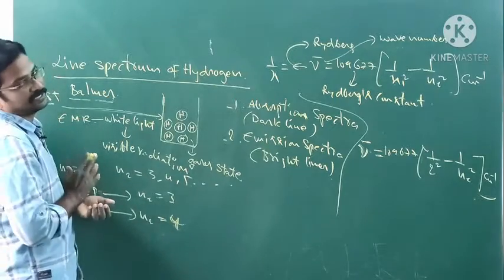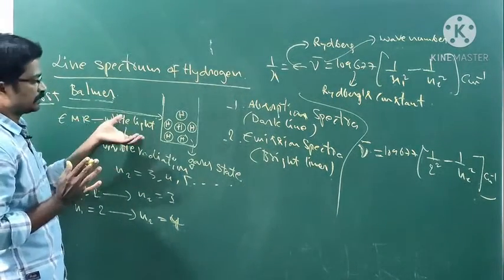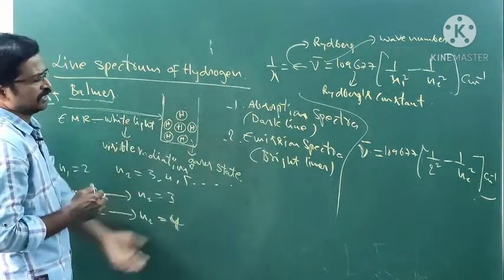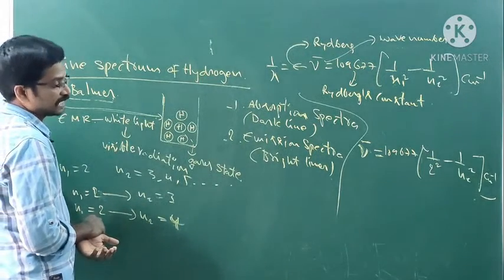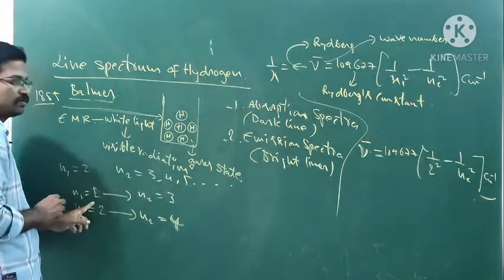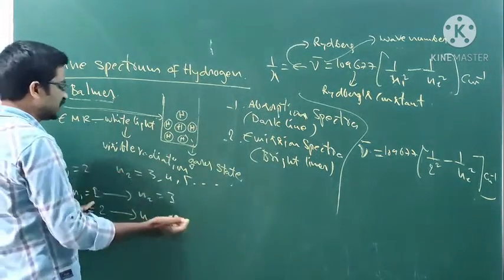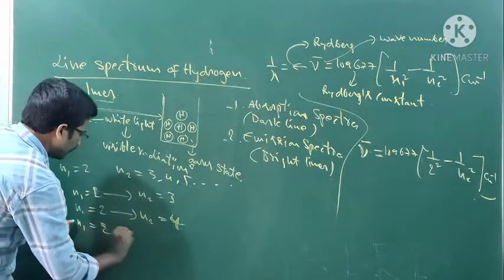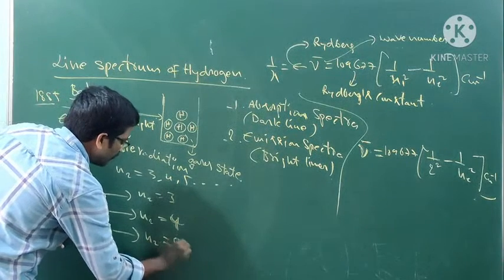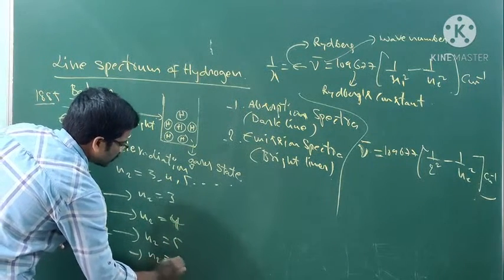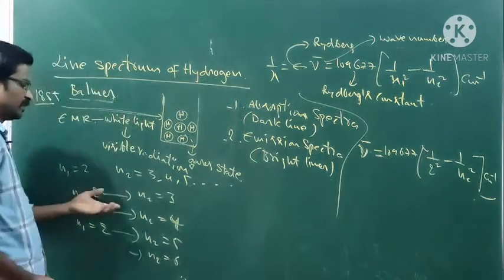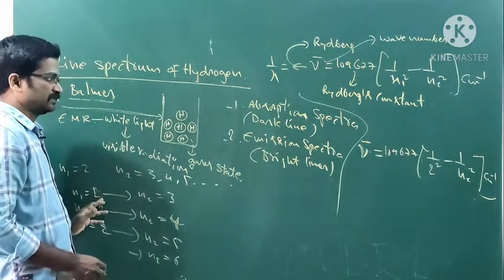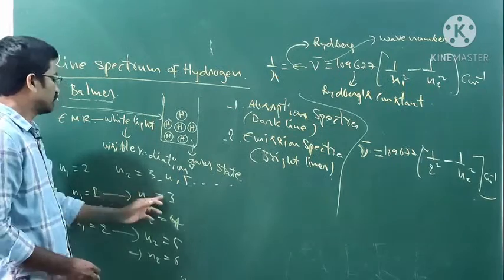Balmer explained that in this experiment he observed whenever white light is passed into the sample, it can give two types of lines. The initial stage is 2, the final destination may be 3, it may be 4, it may be 5 and so on, 6, whatever it may be, n is infinity. These lines belong to the Balmer series, absorption.